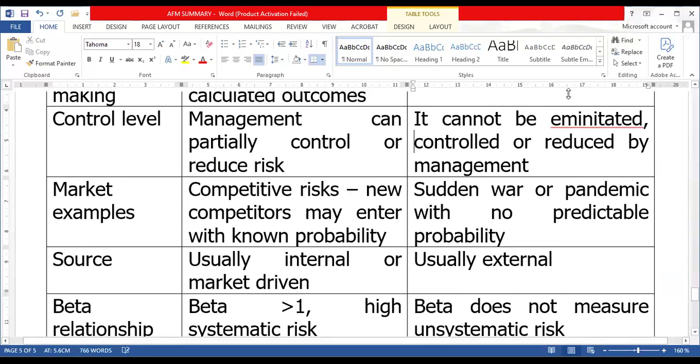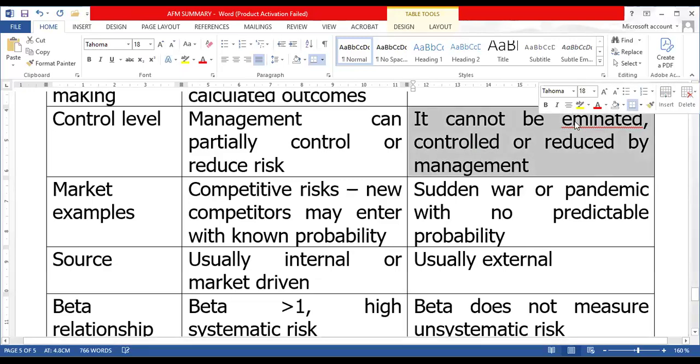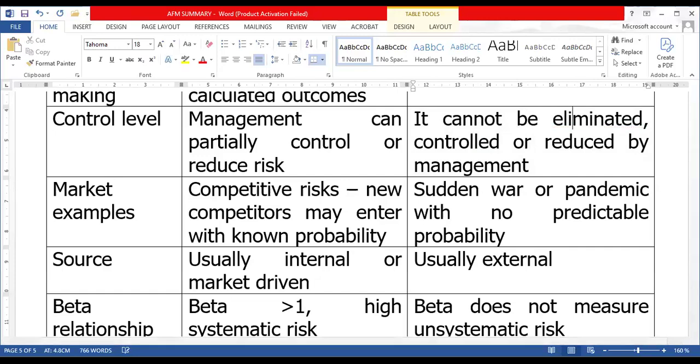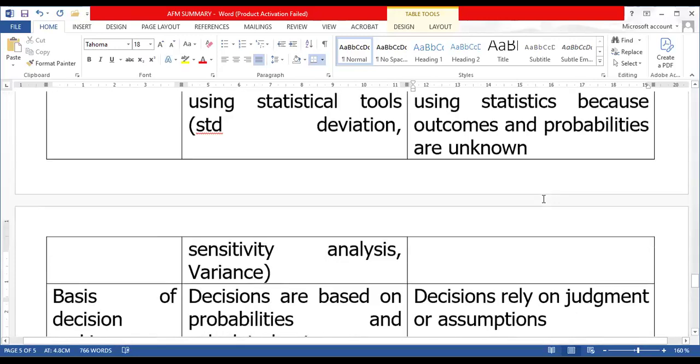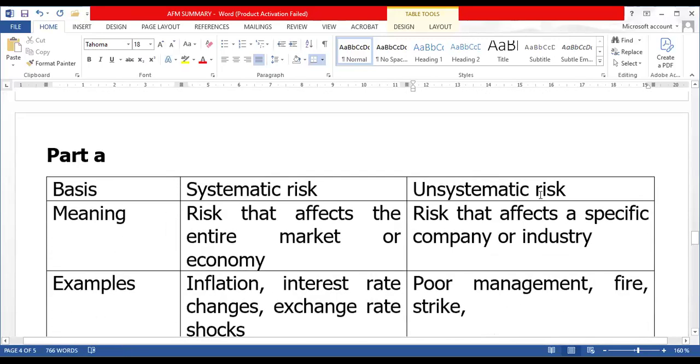I think those are enough points for you to pass. This is also a common area in a paper. The question may come asking you, how can you mitigate unsystematic risk?